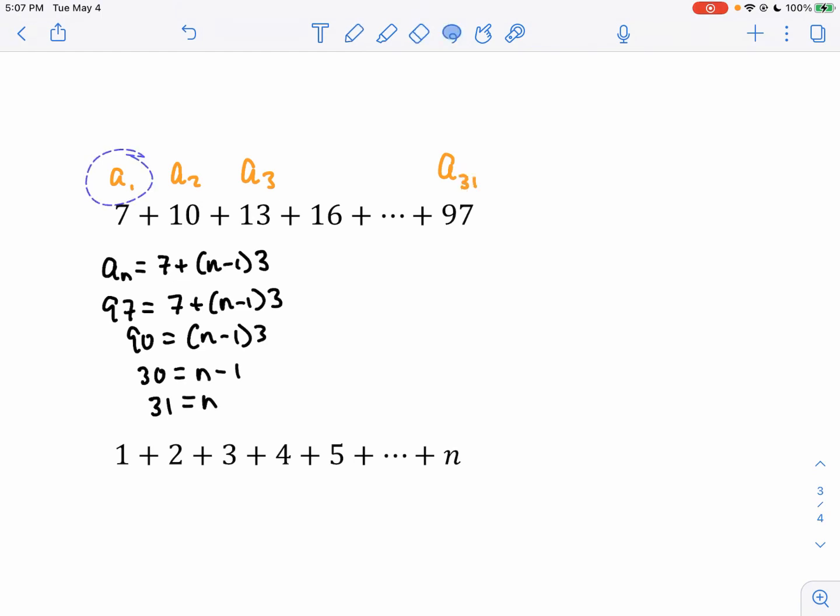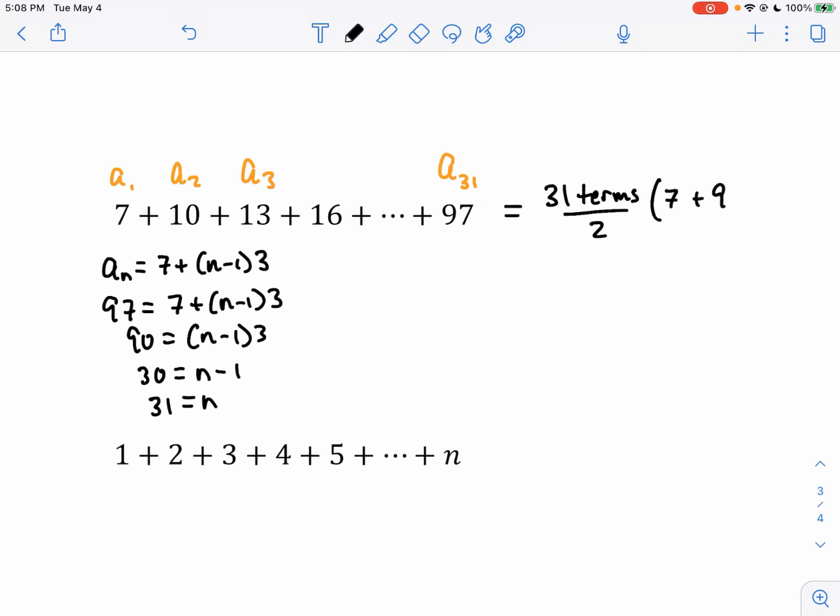And since our count started at a sub 1, that means a sub 31 is the 31st number in this list. So we have 31 terms. So the formula is the number of terms, which is 31 terms, I'll write it this way, divided by 2, pair them off. And even though this is an odd number, this will still work out. 31 is an odd number. Divided by 2, we'll pair them off. So we're going to have 15 and a half, effectively, pairs.